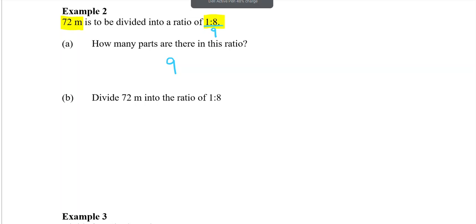So we can write that as a fraction. We say 1 out of the total of 9 parts, and we times that by the amount that we're dividing, which is 72. The second person gets 8 out of the total of 9 parts, and we times that by 72. So there are two calculations here because there is 2 different people that are getting something from this ratio.